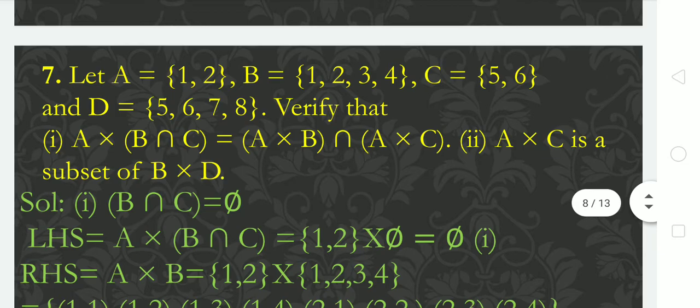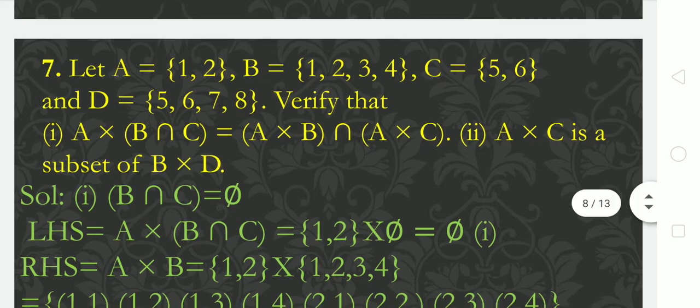So B intersection C: if we find B intersection C, there is no common element in B and C, so that is phi. So A cross (B intersection C) will be phi again. Now the right hand side, to find the right hand side we need A cross B. So here it is A cross B.